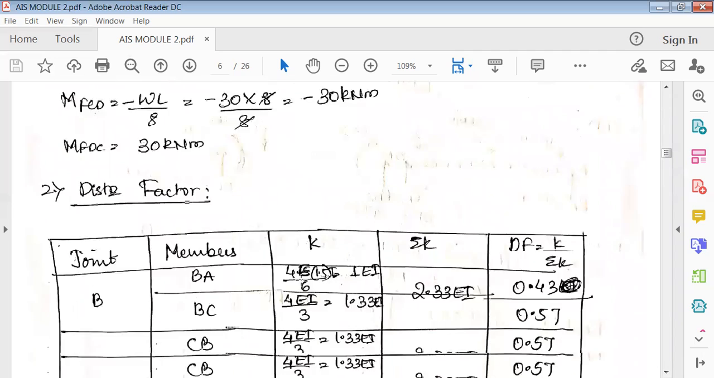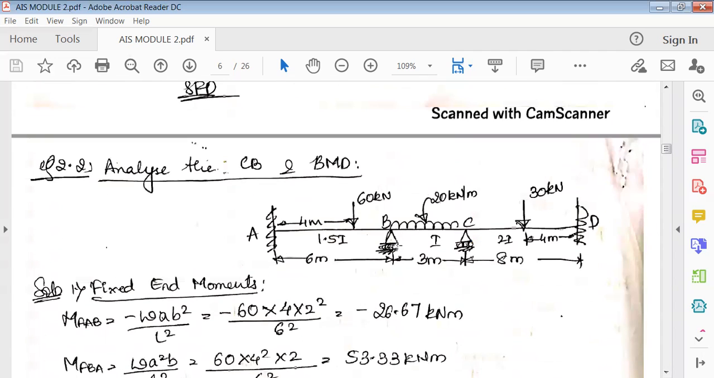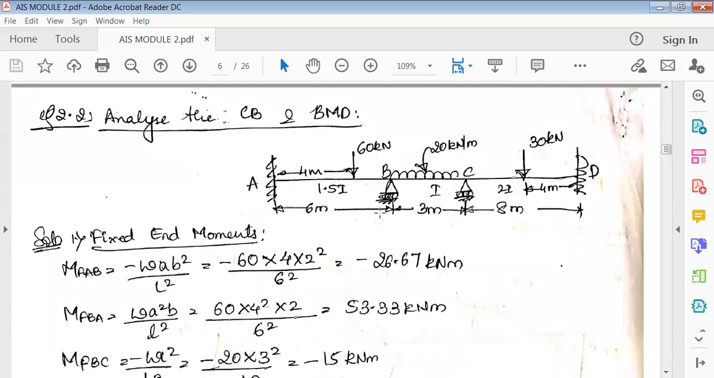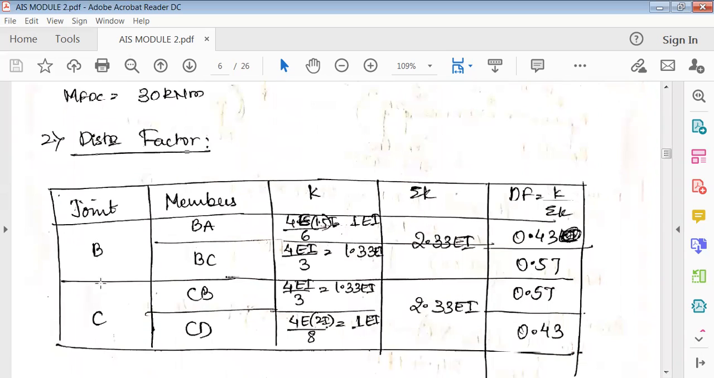Okay, so once you find all the fixed end moments, next is distribution factor. Now see here in distribution factor, we are choosing the joints in such a way that it should connect two members. That's the first thing. Okay, now see here, we'll choose the intermediate joints. So intermediate joints are B and C. Now you can see here B connects BA as well as BC, then C connects CB as well as CD. So these are the intermediate joints. So we'll choose these joints. So in distribution factor, first joint is B, second is C.